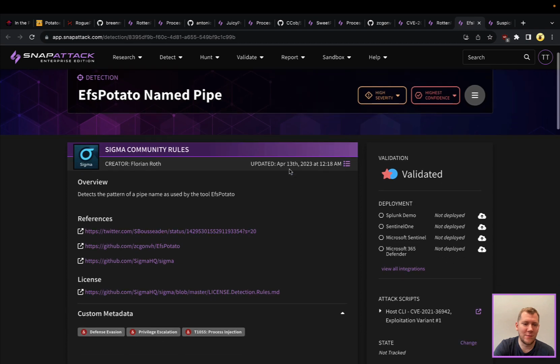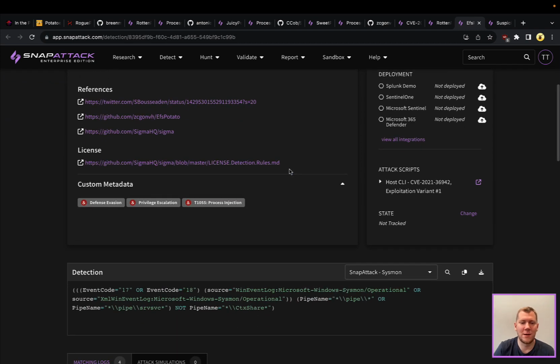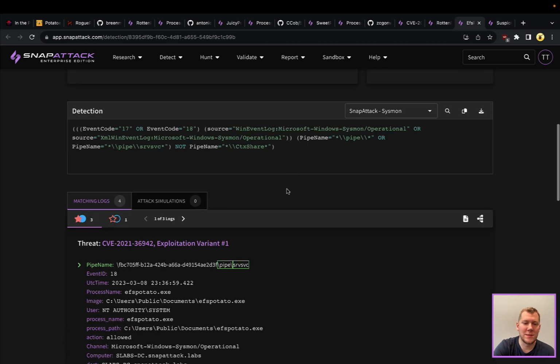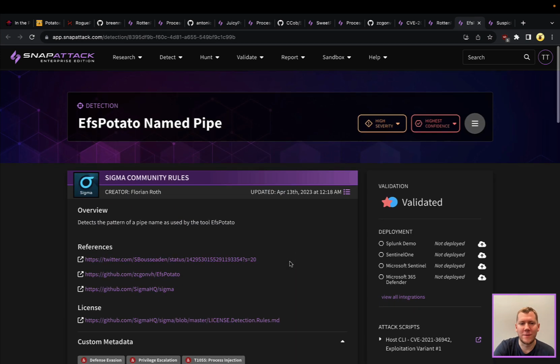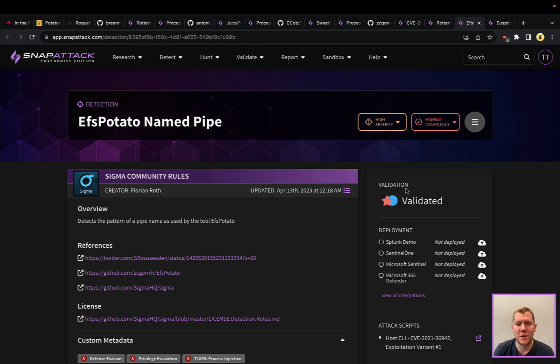EFS Potato and some of those other variants, again, there's different things that you can do to detect. This one, interestingly, is looking at the named pipes that this uses to communicate, the inter-process communication. So this is effective. You can see that working for both the original EFS Potato version as well as a SweetPotato version that we have run here using that variant of that EFS Potato exploit. So another definitely detection opportunity you can have.